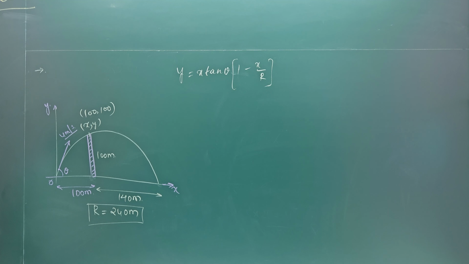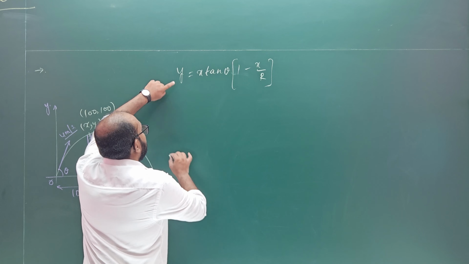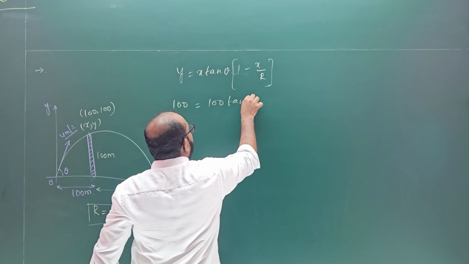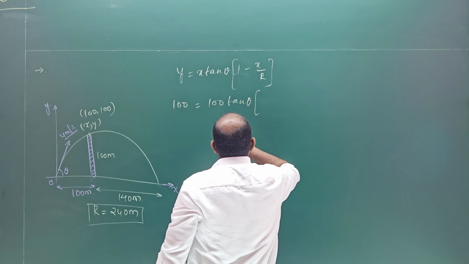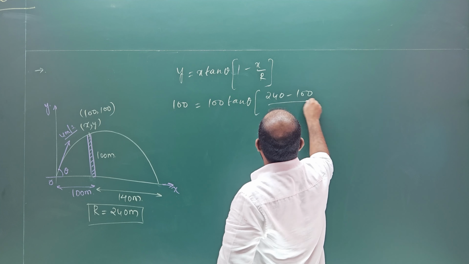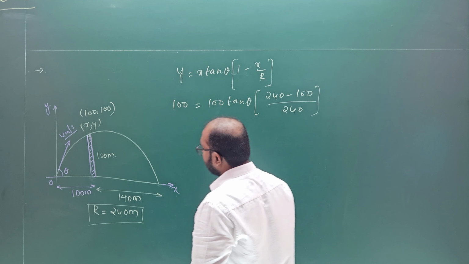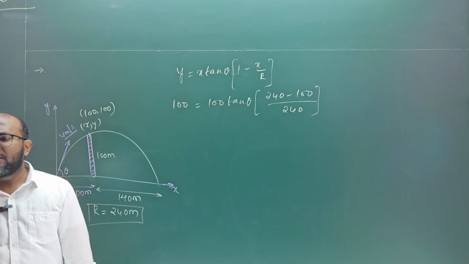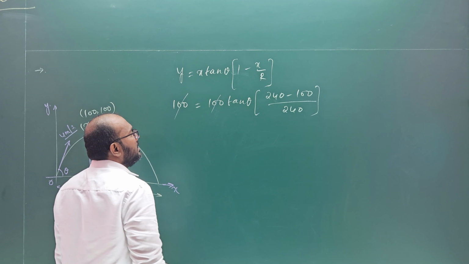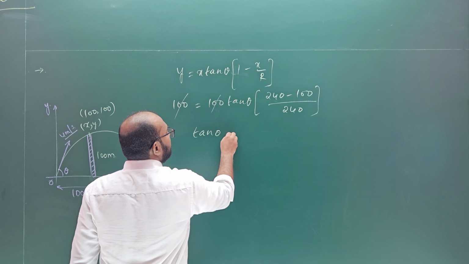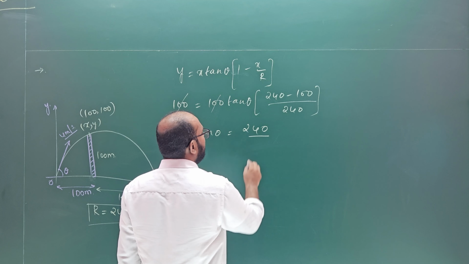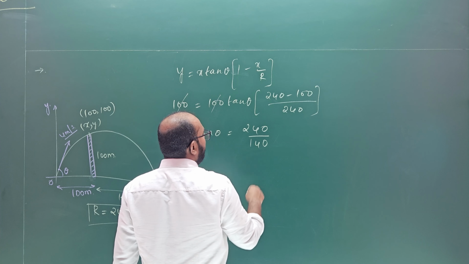Very good, very good. You children are smart. So y value is 100, which is equal to x value, also 100. We don't know tan theta. So tan theta, can I write, R is given, that is 240 minus 100 upon 240. Can I write like this? Solving that will provide you the answer. Simple. So can I cancel this 100 and 100? And can I write tan theta is nothing but 240 upon 140.